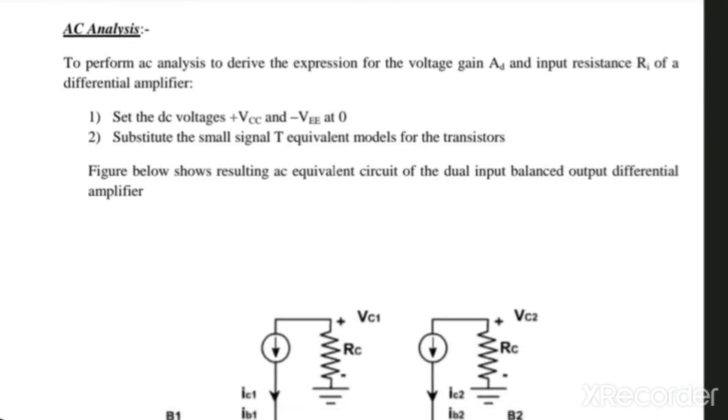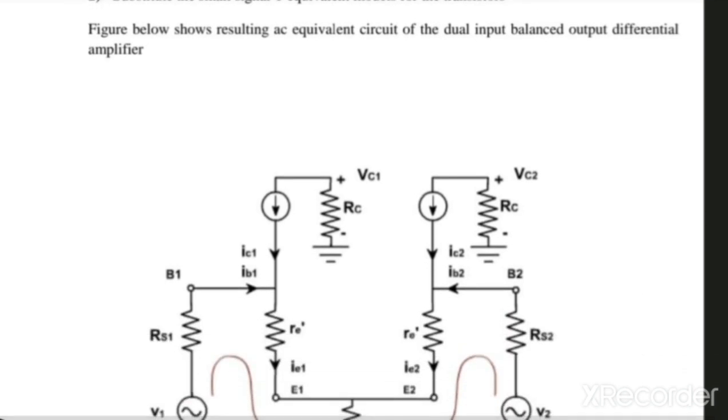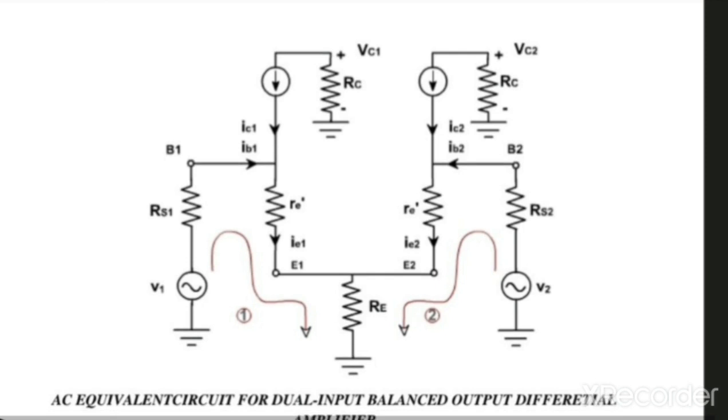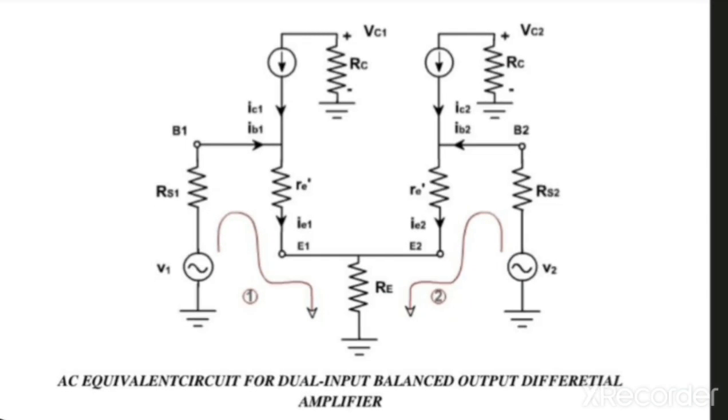To perform the AC analysis, set the DC voltages plus VCC and minus VEE at 0 and substitute the small signal T equivalent models for the transistors. The AC equivalent circuit of dual input balanced output differential amplifier is shown here. Here the two transistors Q1 and Q2 are replaced by T equivalent models.